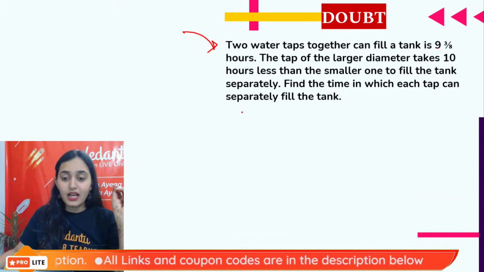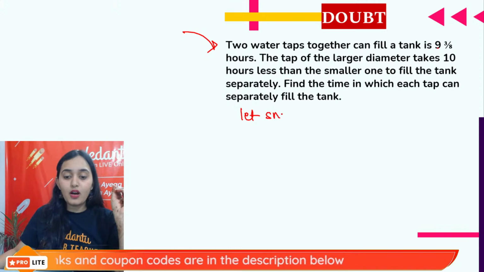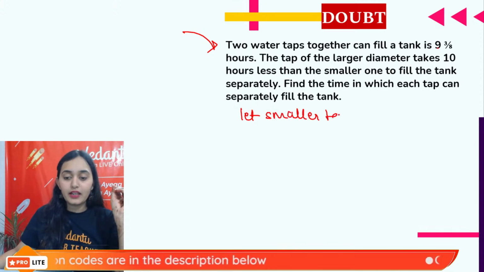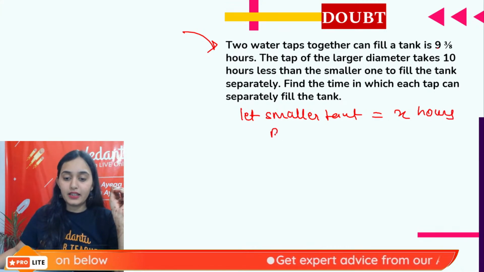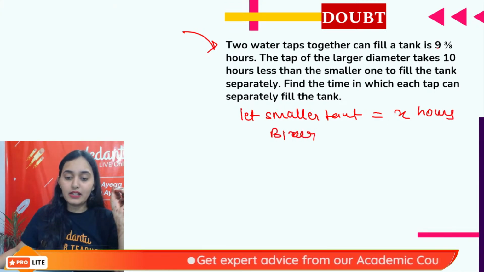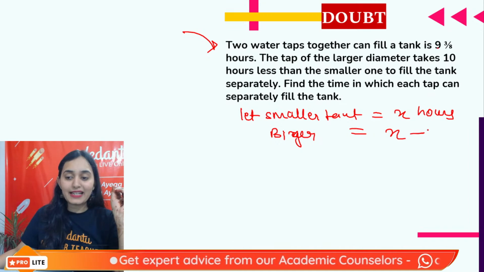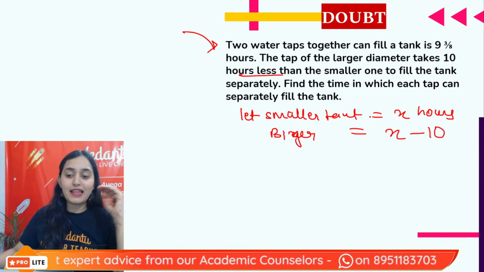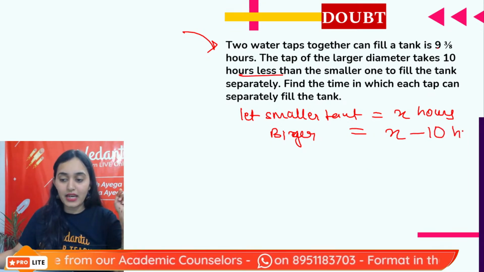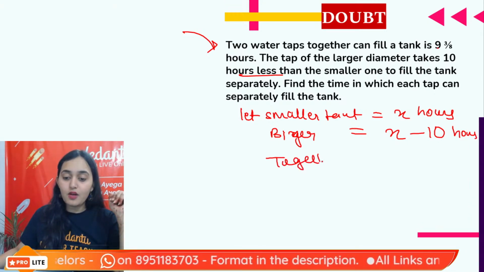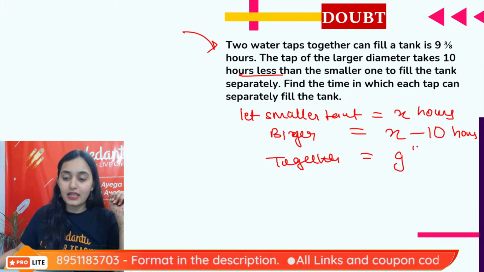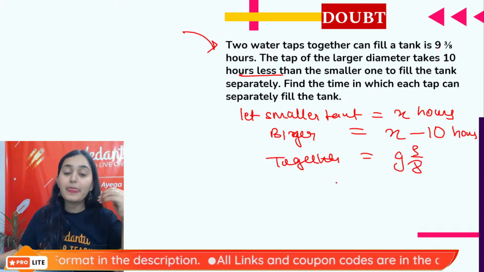Very simple question. Let the smaller tap take X hours. Then the bigger tap will take how many hours? X minus 10. 10 hours less than the smaller one. So X minus 10 hours, right? And together they are taking how much time? Together they are taking 9 and 3 by 8 hours.